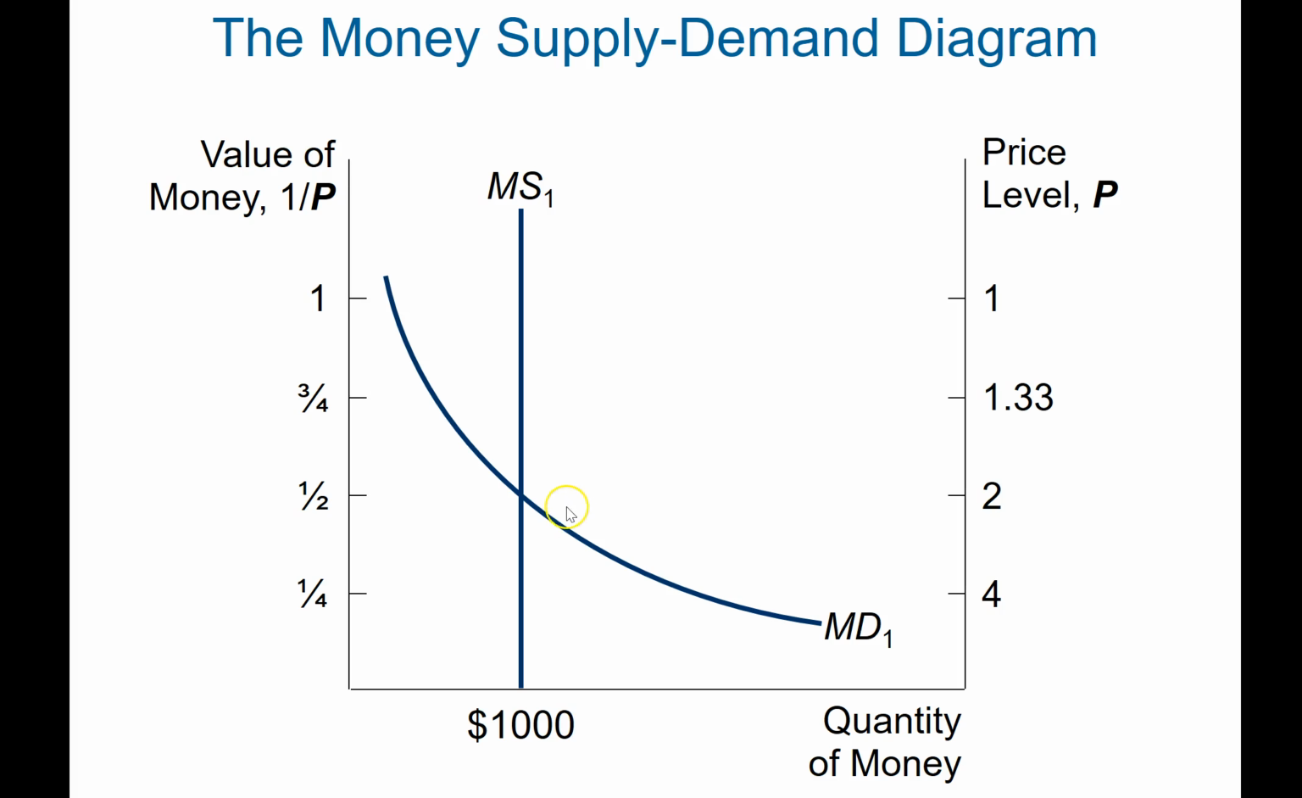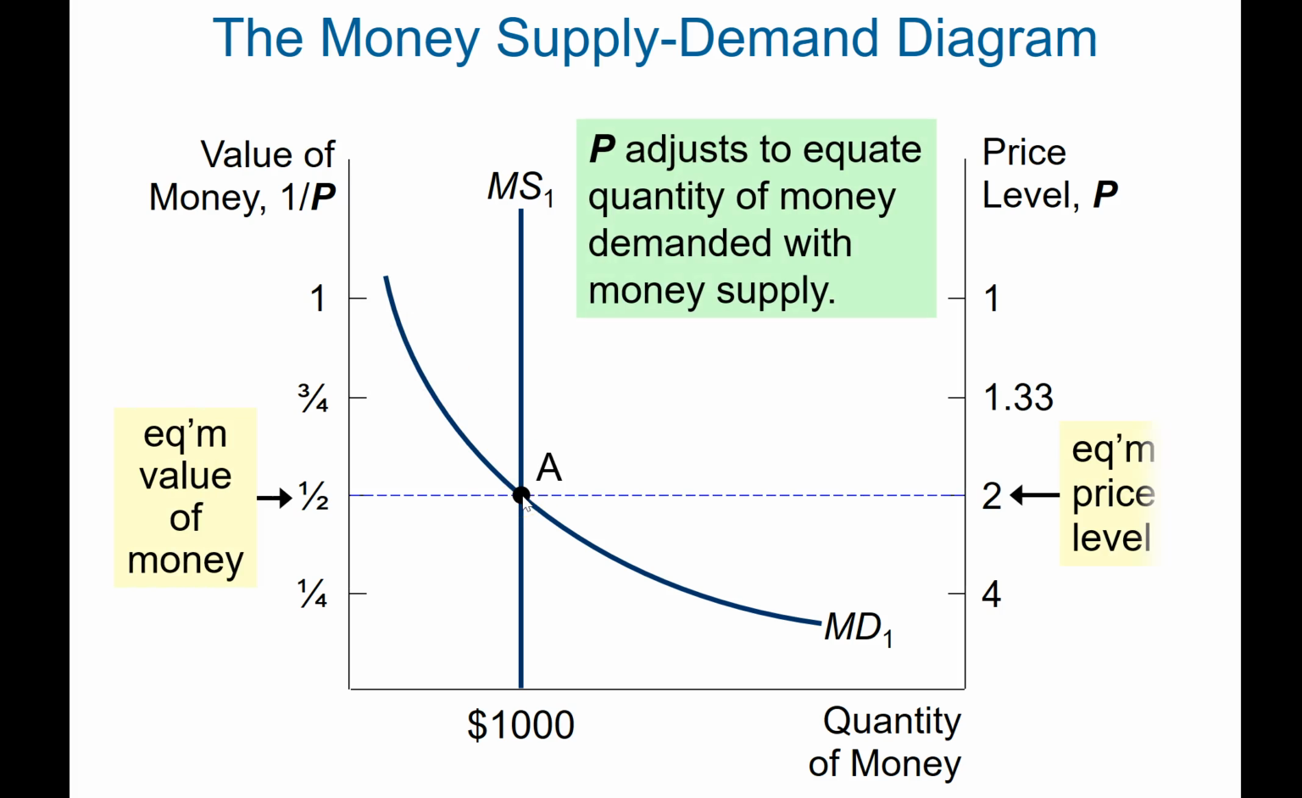Now let's put this together. Let's say that the Fed has set the money supply at 1,000, and we have that inverse relationship between the value of money and the quantity of money, so that downward sloping demand curve, and we can see that there's an equilibrium point. The equilibrium value of money is established here, where the two come together, supply and demand. Money is just like any other commodity. And so the equilibrium value of money is 1/2, and this also shows us the price level is at 2 when we put this all together.